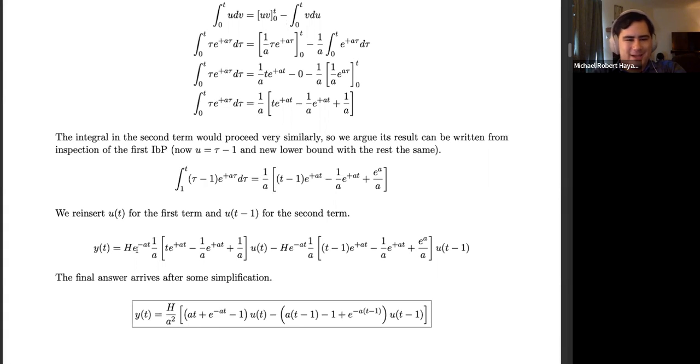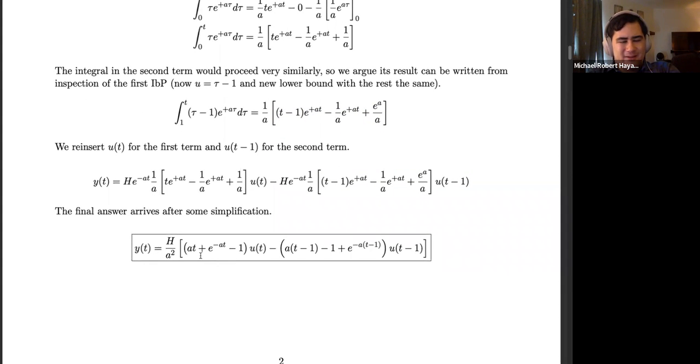So you'll get h e to the negative at 1 over a, this right here, times u of t, minus h e to the negative at 1 over a times this right here in brackets, u of t minus 1. The rest is just algebra. So maybe I want to factor h out and an a squared out in the denominator out of everything. E to the minus at will cancel out with e to the positive at wherever it happens to produce a factor of 1.